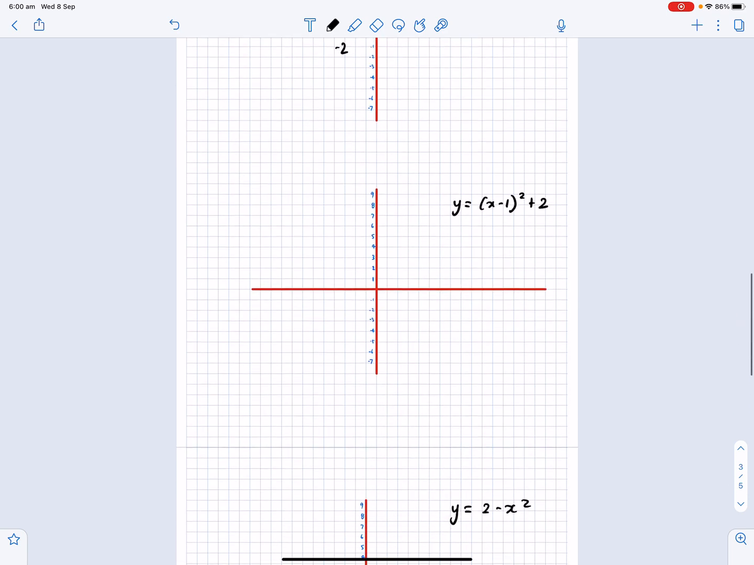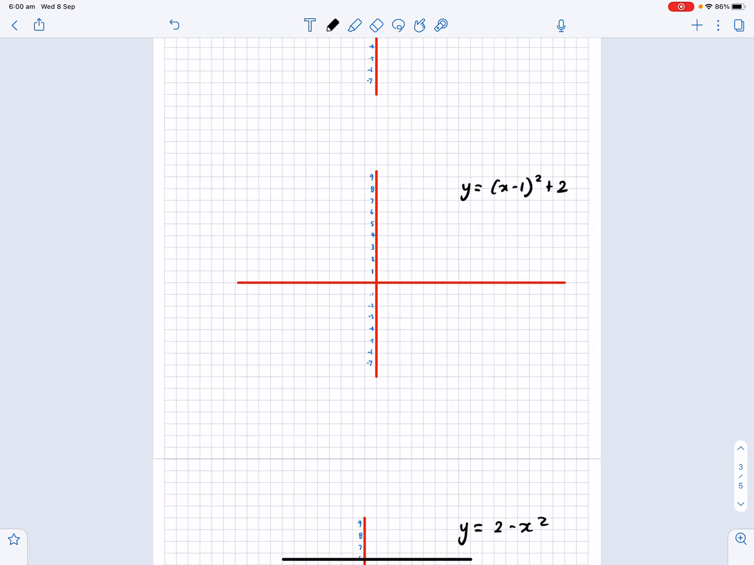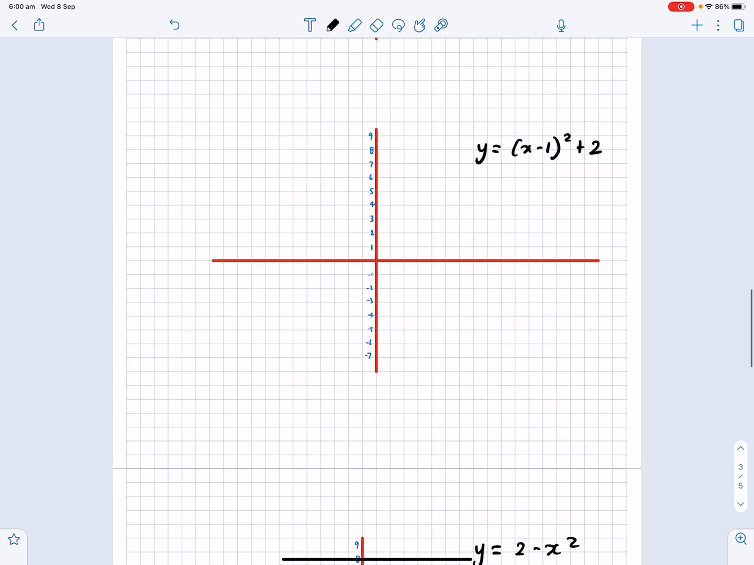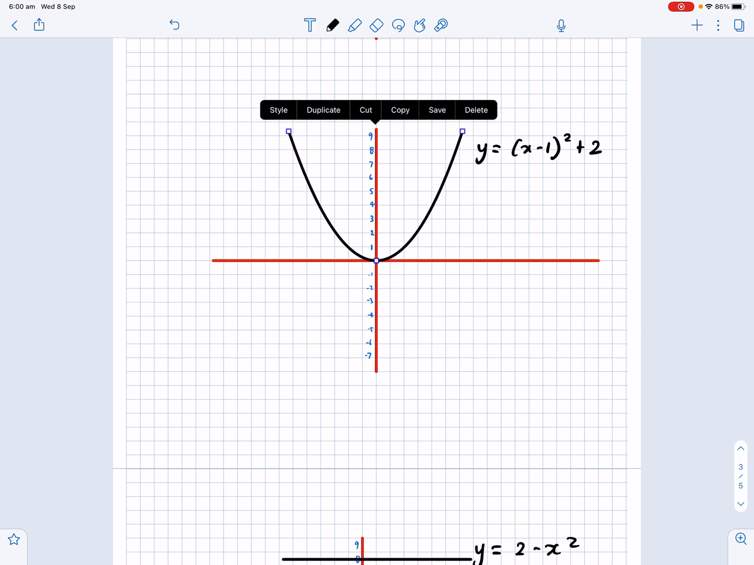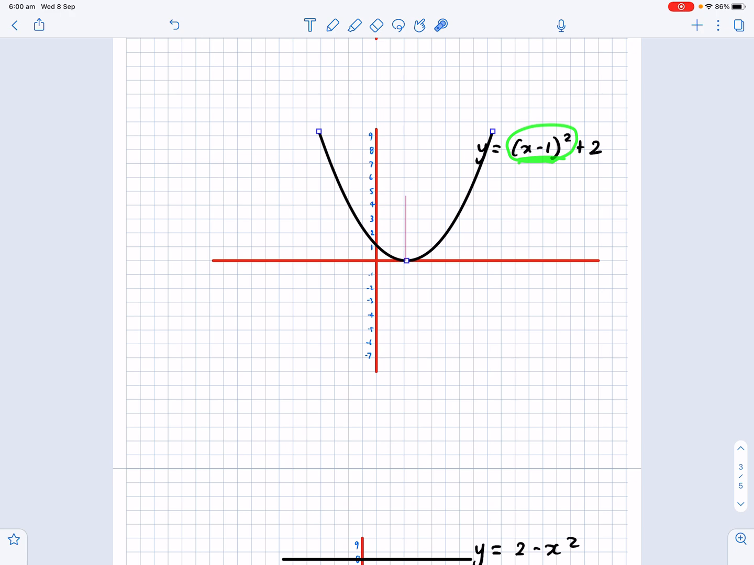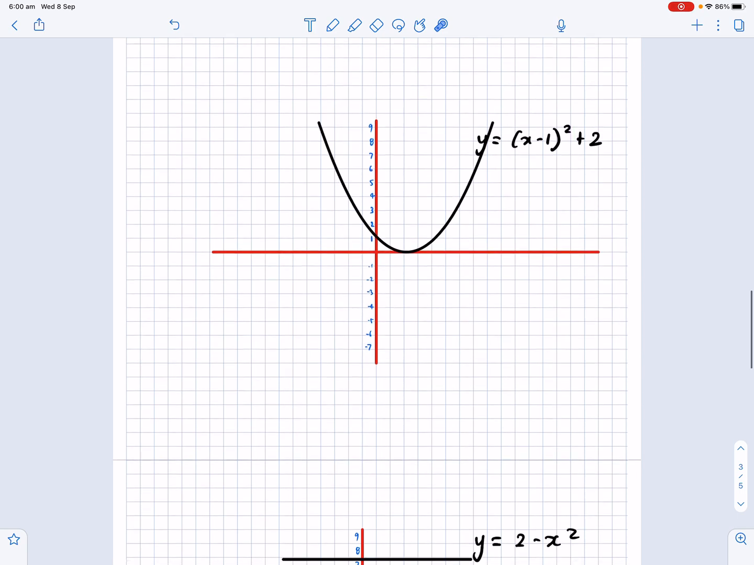Okay, so what happens now when you have x minus 1 all squared and then plus 2? Well, you should know by now that this is the regular parabola of x squared, and this means move the parabola to the right 1 unit, which will be like this. And now plus 2 afterwards means take this and move it up 2 units. So now we're going to go up 2 units.